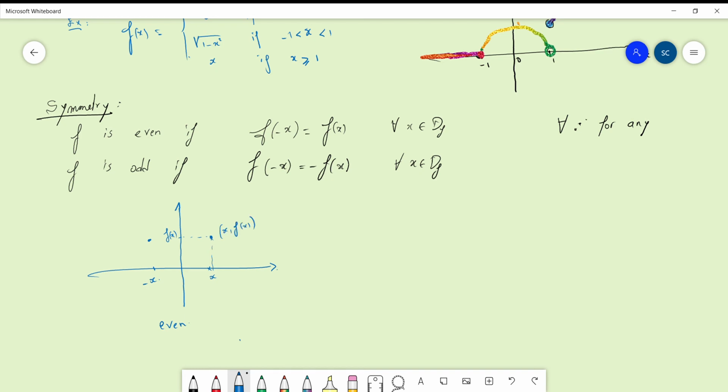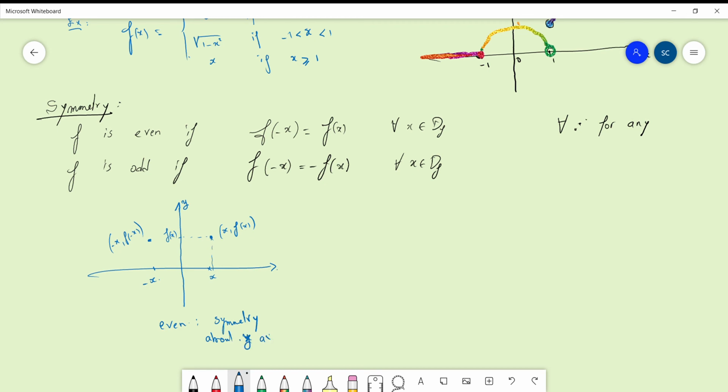For minus x, the even function satisfies f of minus x equals f of x. So it's at this level, okay? So minus x, f of minus x is here. It's at the same level, okay? So if you compare now the position of those two points, they are symmetric about the y-axis, okay? So an even function has symmetry about the y-axis.